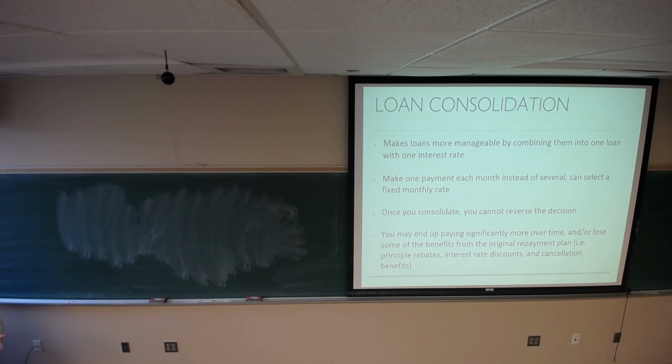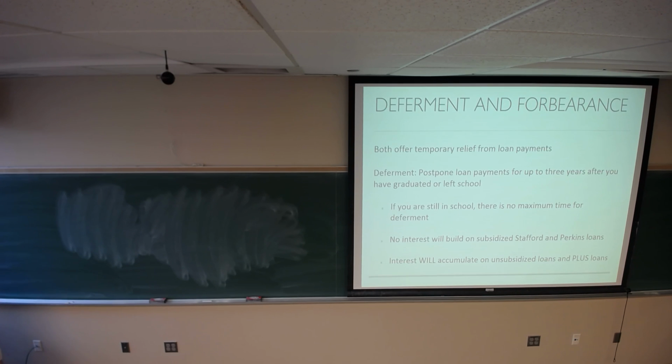Another option that you have for having trouble with repayment is deferment and forbearance. Both deferment and forbearance offer temporary relief from making your loan payments. Deferment postpones loan payments for up to 3 years or until after you have graduated or left school. While you're in school, there's no maximum for deferment.